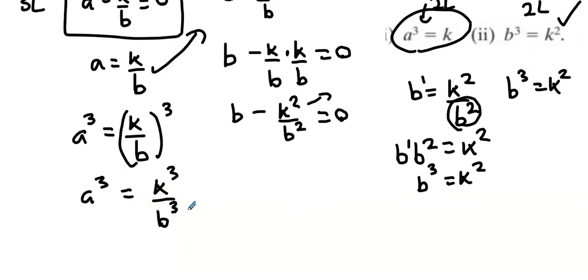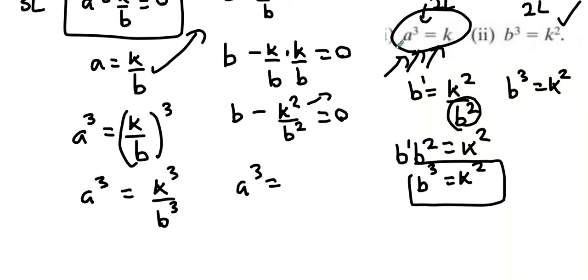And then what I'm going to replace the b cubed with is k squared. Now, the reason I knew to do that was there's no b in this answer. So I knew I had to get rid of that b cubed. All right, k cubed over k squared, k to the power 1.